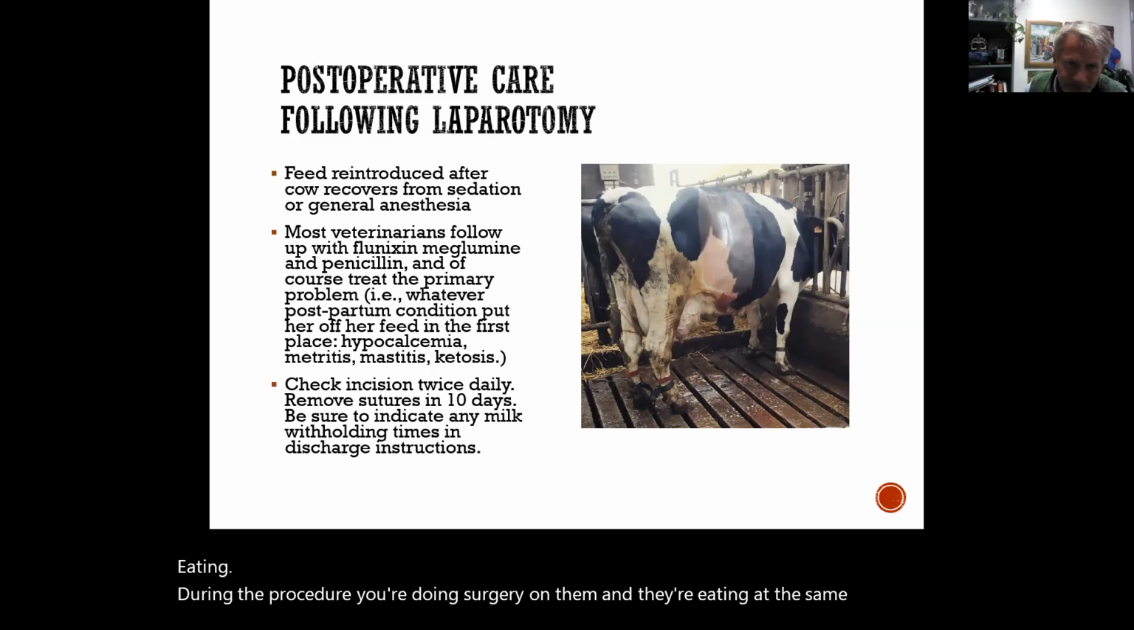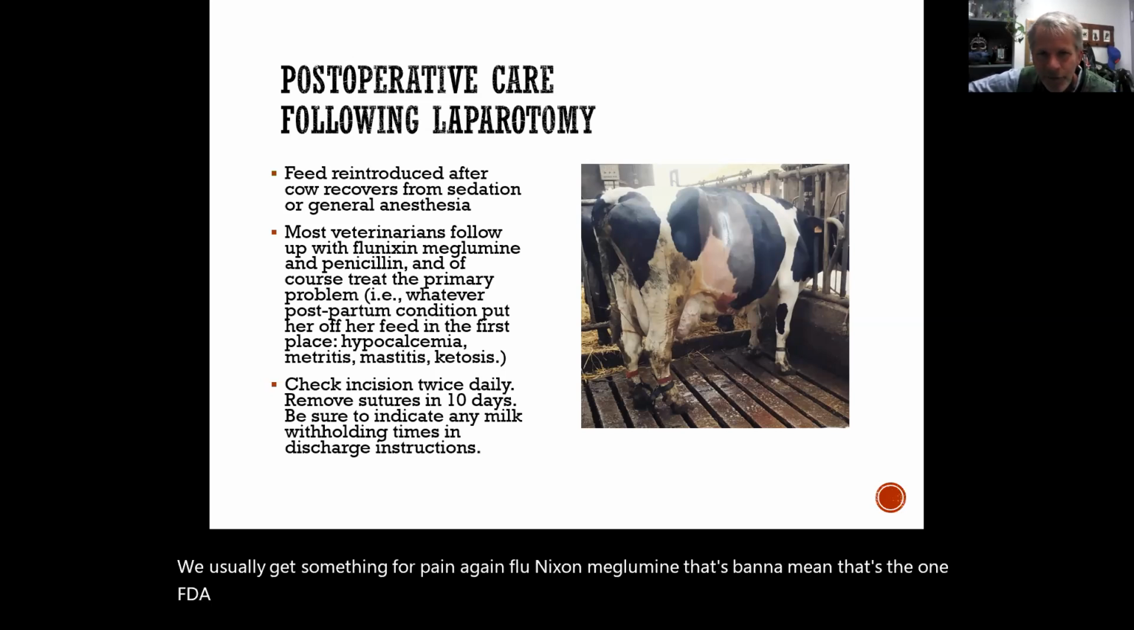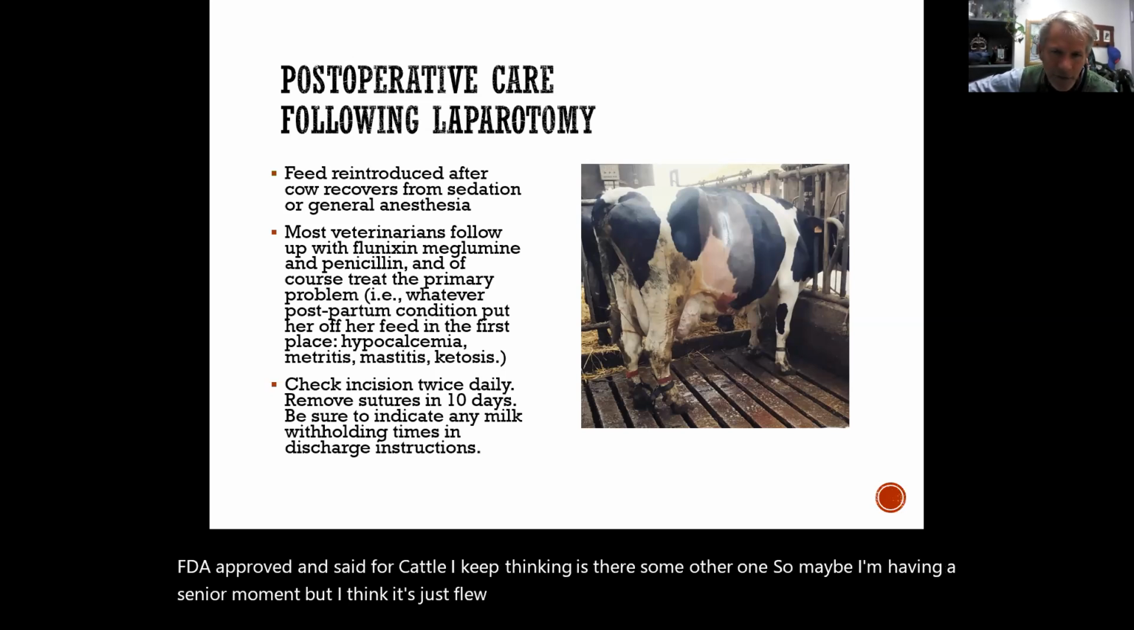So we usually give them something for pain. Again, flunixin meglumine, that's Banamine. That's the one FDA approved NSAID for cattle. I keep thinking, is there some other one? So maybe I'm having a senior moment, but I think it's just flunixin meglumine. That's all we ever had.